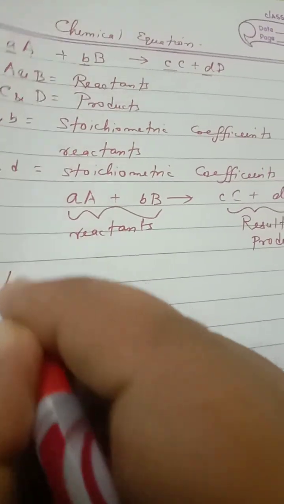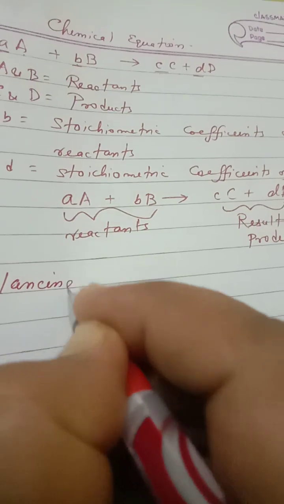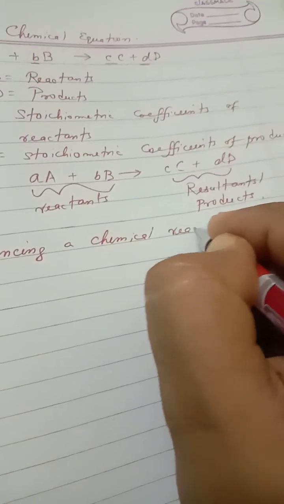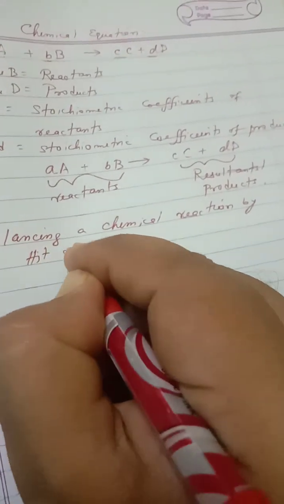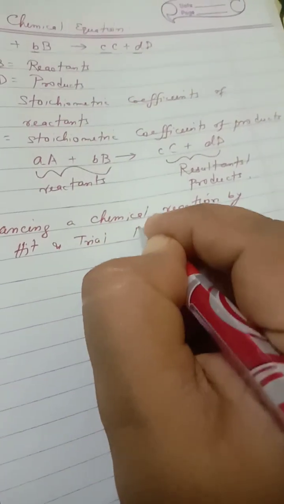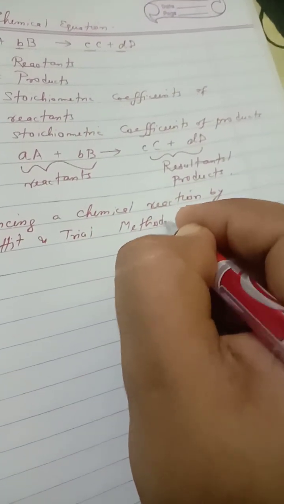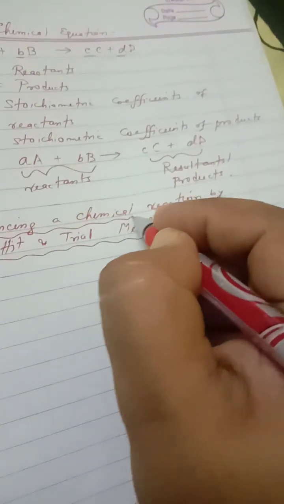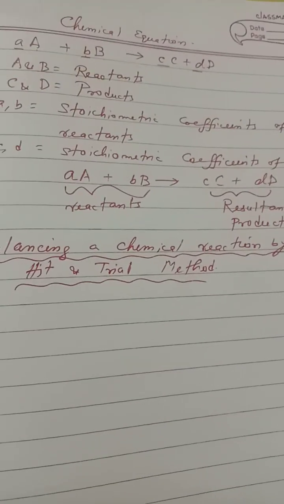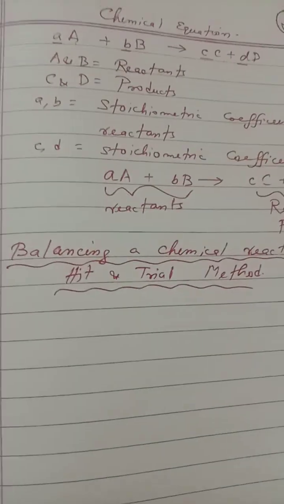So we need to balance a chemical reaction by hit and trial method. This is the best methodology to balance. You can also balance by algebraic method. That's a different realm, I'll come to that. So here I'm just balancing by using the hit and trial method.